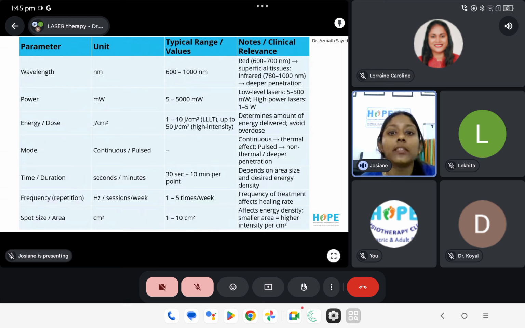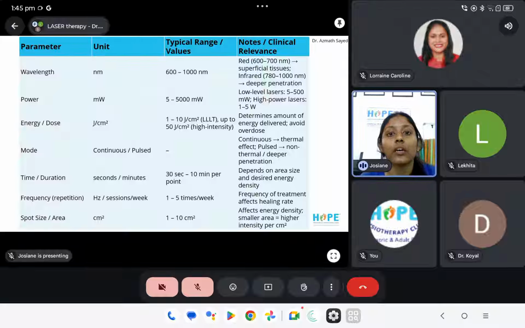These are the parameters and dosage of laser, which include wavelength, power, energy, mode, time or duration, frequency and the spot size or area. Wavelength unit is nanometers and the typical range is 600 to 1000 nanometers. For the red laser, the wavelength is 600 to 700 nanometers, which is effective for superficial tissues, and infrared, which is from 780 to 1000 nanometers, for deeper penetration.